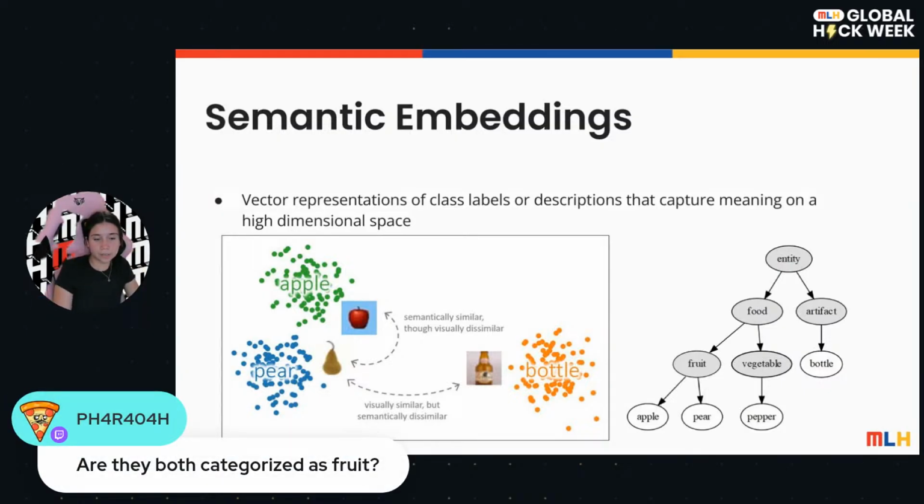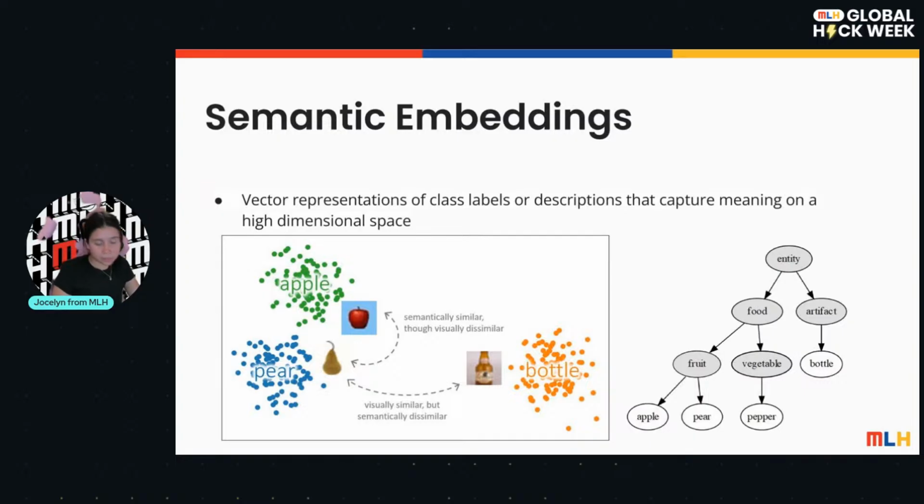Are they both categorized as fruit? So apple and pear, yes, but pear and bottle, no. That's something.